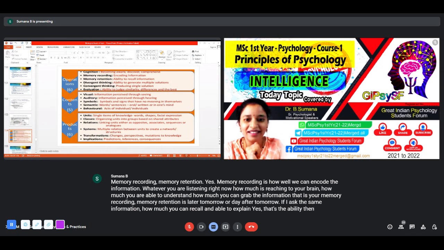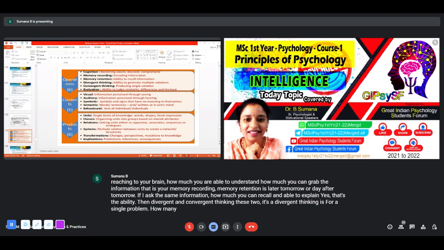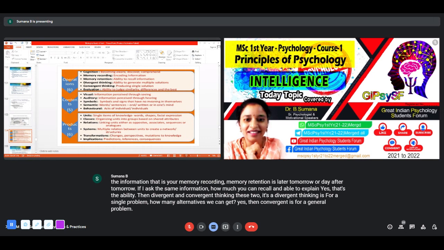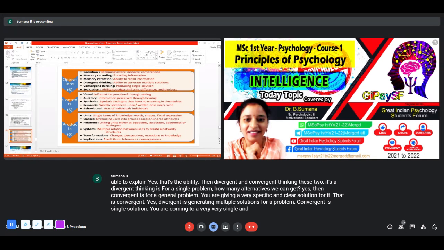Then divergent and convergent thinking, these two. Divergent thinking is, for a single problem, how many alternatives we can get. Convergent is, for a general problem, giving a very specific and clear solution for it. Divergent is generating multiple solutions for a problem. Convergent is a single solution, coming to a very specific solution.